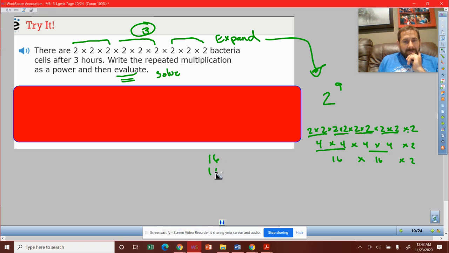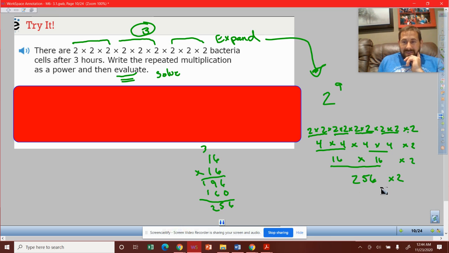What's 16 times 16? So 6 times 6 is 36, so we get a 6 and carry the 3. 6 times 1 is 6, but add the 3, we get a 9. So we put a 0 for a place value to go to the 1 times 6 is 6, and then 1 times 1 is 1. So add that up. 6 plus 0 is 6. 9 plus 6 is 15. Carry a 1. 1 plus 1 is 2. So this 16 times 16 is 256. Bring down the times 2.